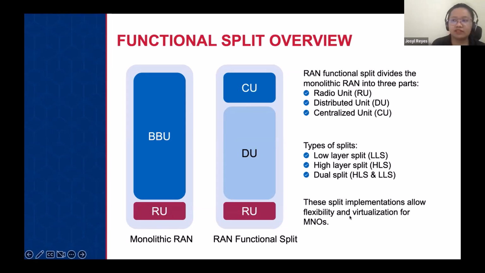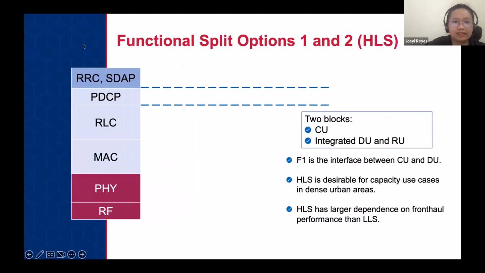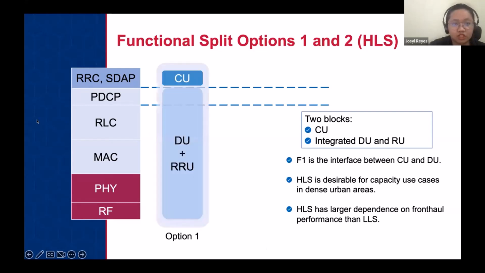Okay, so yeah, because of that, we can allow more flexible implementations, and it could also be interoperable with other vendors. Okay, so first, let's look at the functional split options 1 and 2. These are the high layer splits because you are going to split the functions at the upper layers of the OSI model. So if you split the protocol stack in this part, dito sa part ng RRC SDAP, that is what we call option 1.